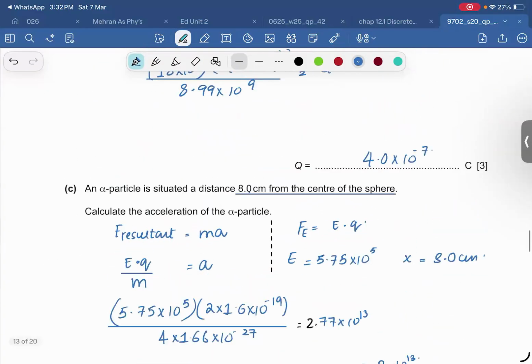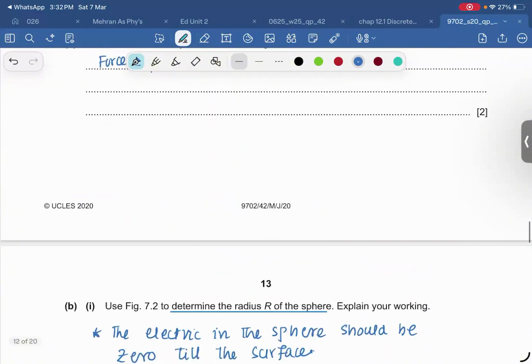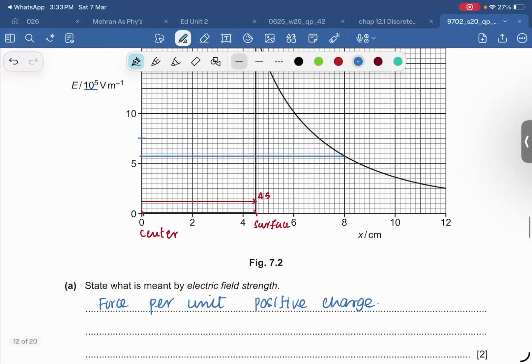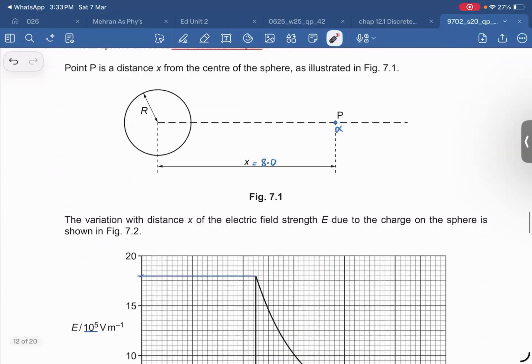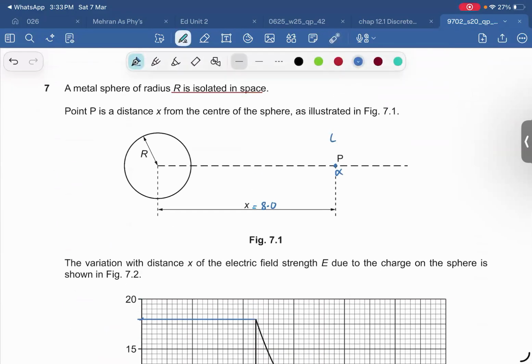Now, you can use the graph at 8 centimeter to find out the electric field at that point, which is 5.75 exponent 5, the corresponding electric field. Now, to relate the acceleration and the force, I can say that the resultant force is equal to ma, right? Is that clear?